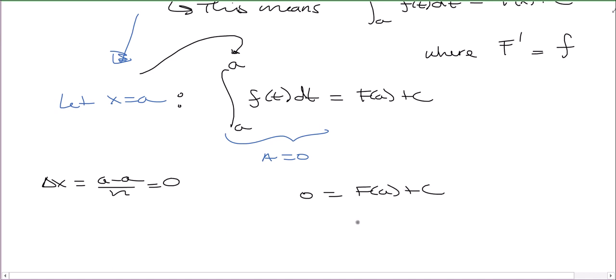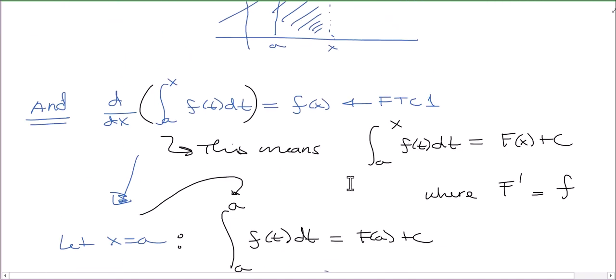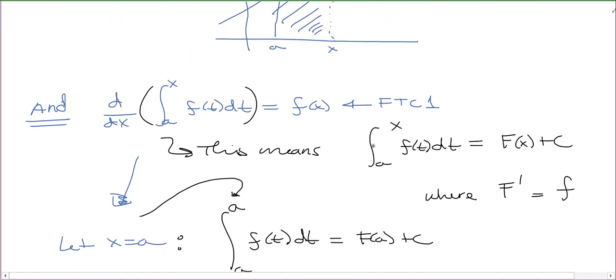So what that tells me is that 0 is equal to capital F of a plus c. Solving for c, c is equal to negative capital F of a, where again capital F is the antiderivative of little f. So that's how we're defining it.